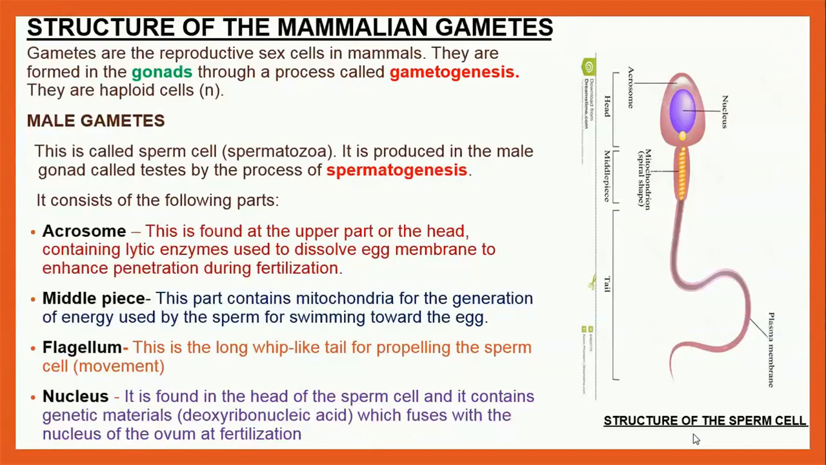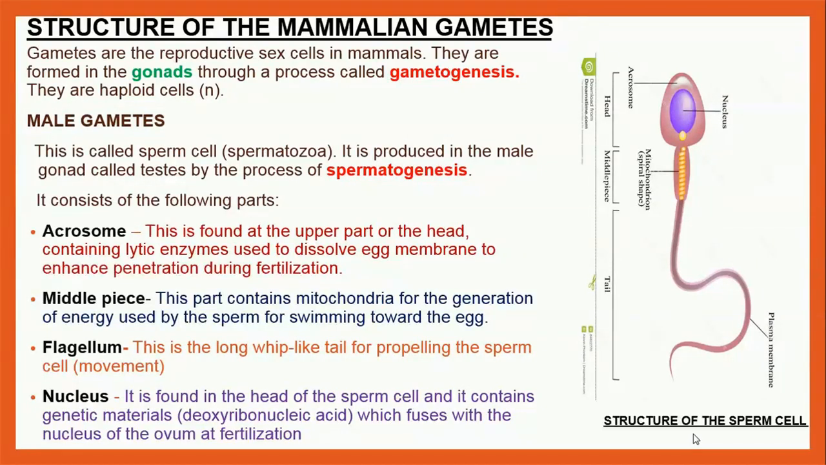Okay, number 2 here is the middle piece. This part contains mitochondria. Mitochondria are needed for generation of energy that is used by the sperm for swimming towards the egg. Yes, it takes a whole lot of journey to move from the vagina through the uterus up to the fallopian tube in order for fertilization to take place. So it needs energy, and that is provided by the what? Mitochondria in the what? Middle piece.